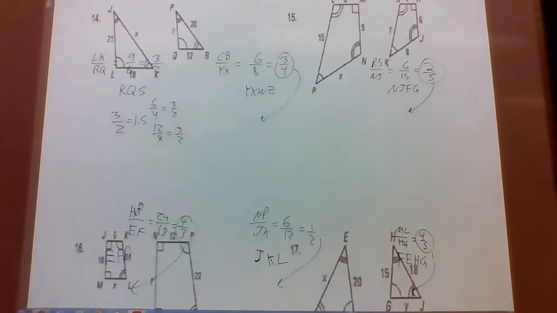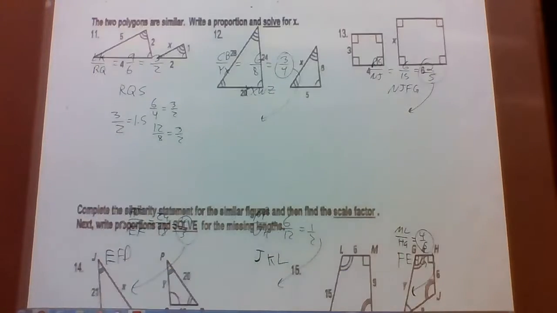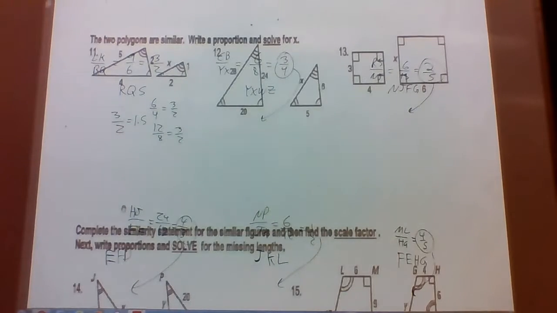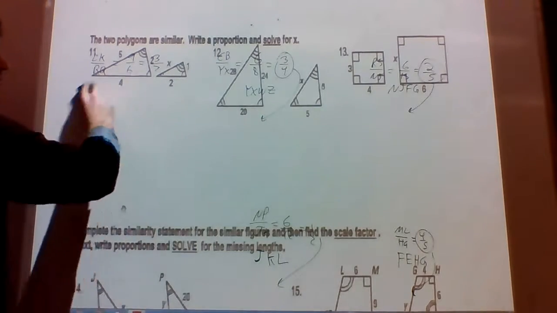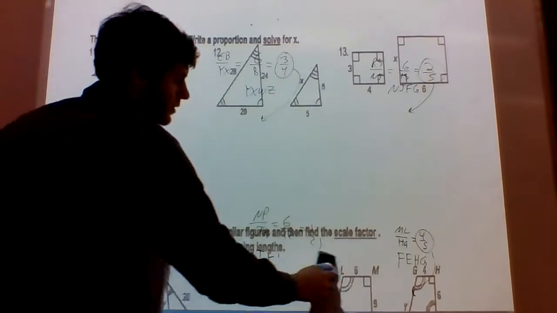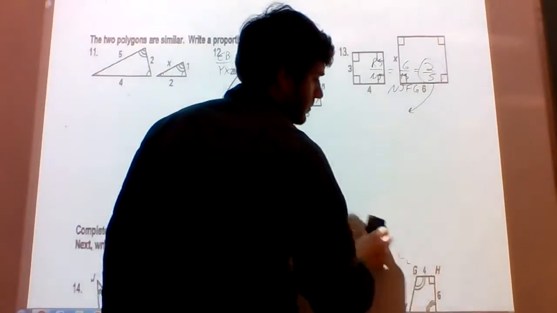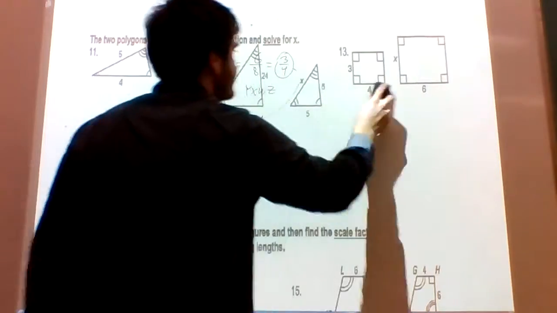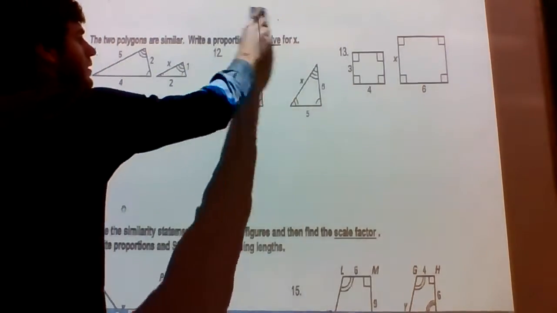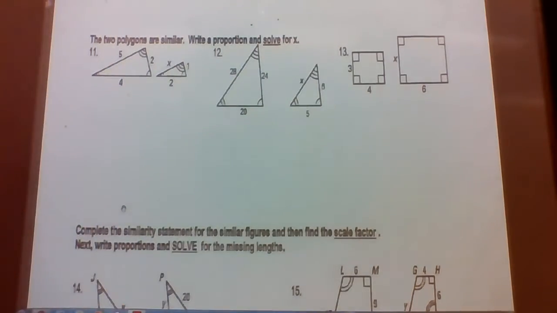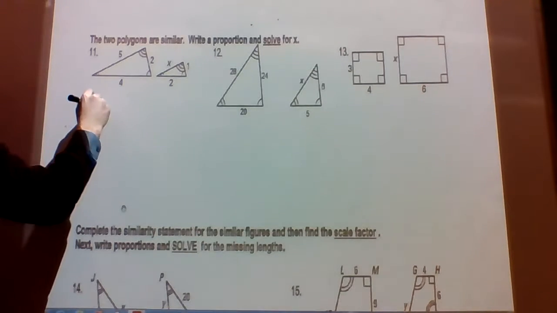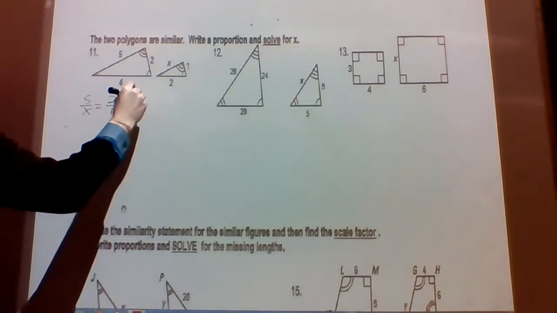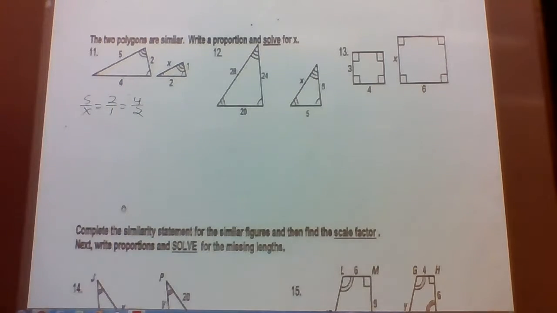Next page. The two polygons are similar. Write a proportion and solve for x. Since they're similar, we know the sides are proportional, so we can write a proportion using the information they're giving us about the sides. So number 11 here, we know that 5 is going to correspond with x, 2 is going to correspond with 1, and 4 is going to correspond with 2.